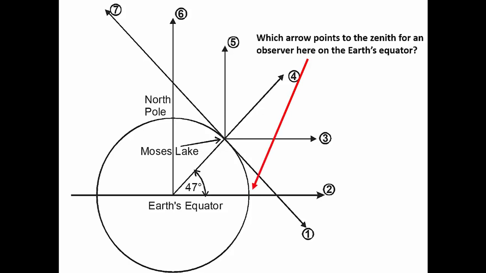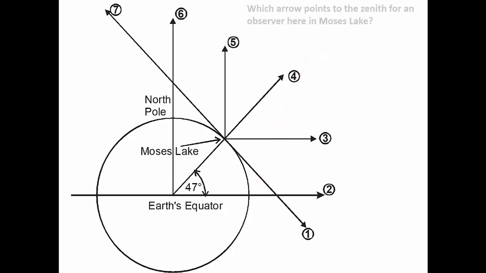Now, what about the zenith? Which arrow points to the zenith for an observer there on the Earth's equator? The zenith is the point directly overhead, and it depends on where you are on the Earth. But arrow 2, for an observer there on the Earth's equator, will point to their zenith, straight up from them. Which arrow points to the zenith for an observer right there in Moses Lake? It will be arrow 4. That's straight overhead.